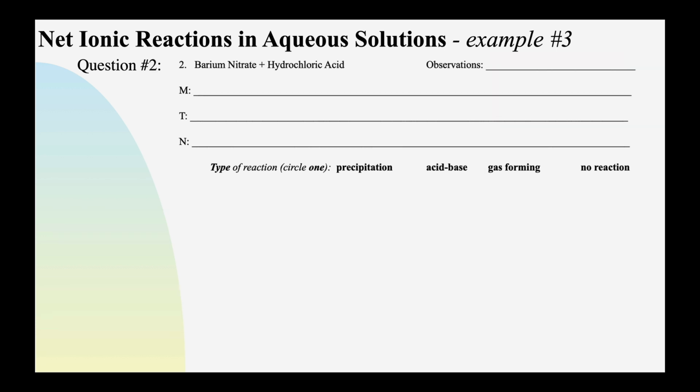Let's do one more example. Let's do question number 2 on the Net Ionic Lab. Question number 2 says barium nitrate plus hydrochloric acid. All right. So again, we've got to figure out what the chemicals are, all that kind of stuff. Well, barium is a +2 metal and nitrate is a -1 polyatomic. So that means the formula will be Ba(NO3)2. That will be automatically aqueous because all nitrates are aqueous. Hydrochloric acid, we've already seen, HCl aq.